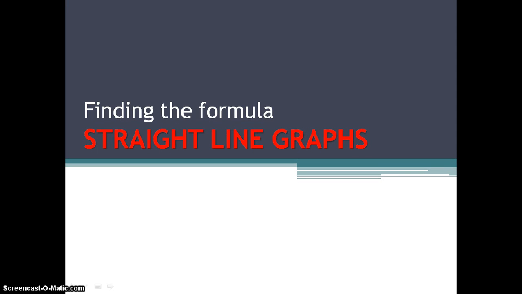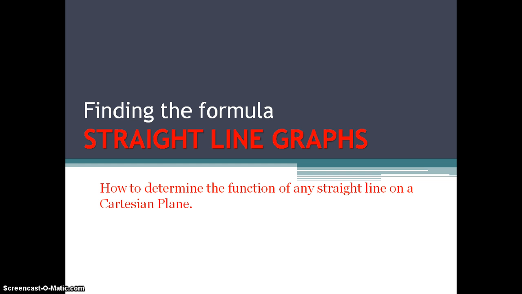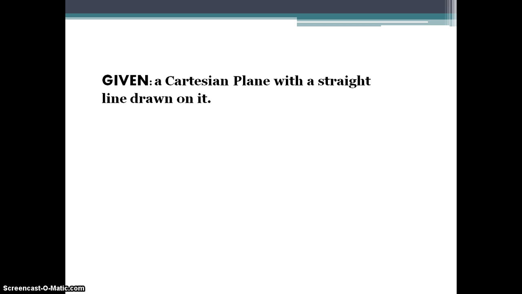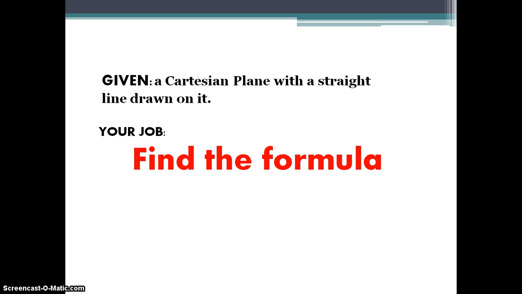Alright, so we're going to be looking at finding the formula on a straight line graph. This is just when you'll be asked to determine the function of any straight line on a Cartesian plane. You'll be given a Cartesian plane with a straight line drawn on it, and your job is simply to find the formula. This is really simple to do if you break it down into two very easy steps.